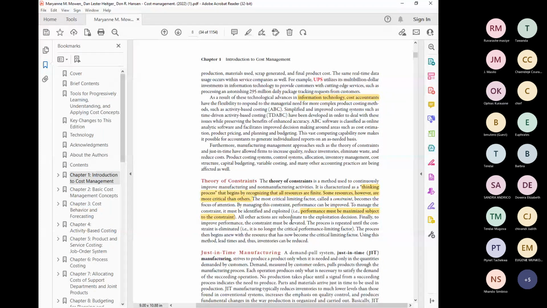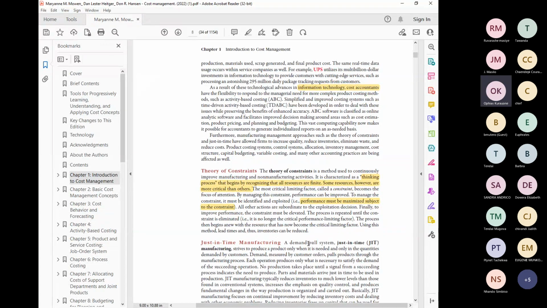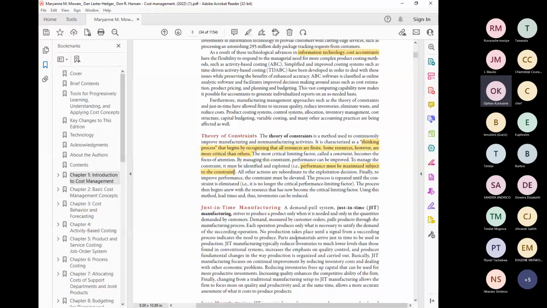So we are saying this process then begins anew with the result that has now become the critical limiting factor. Using this method, lead times, and thus inventory, can be reduced. So it means the inventory holding time can be reduced. Then we have what we call just-in-time manufacturing.